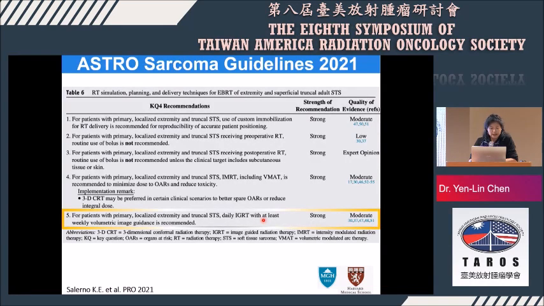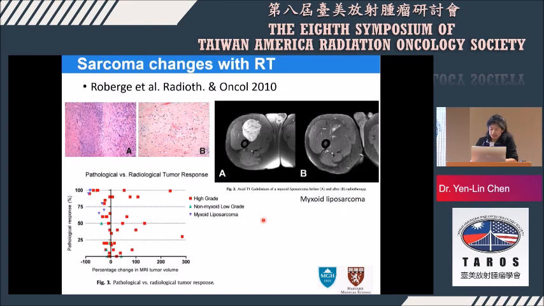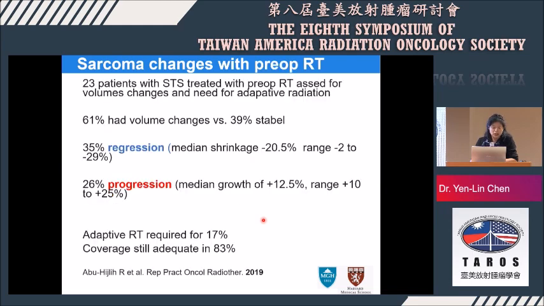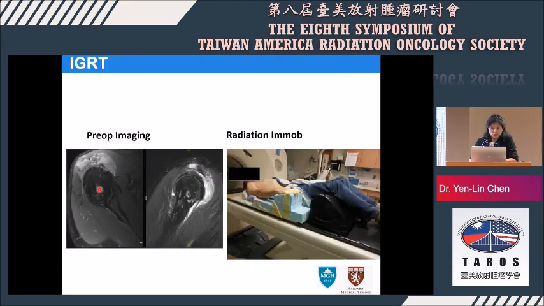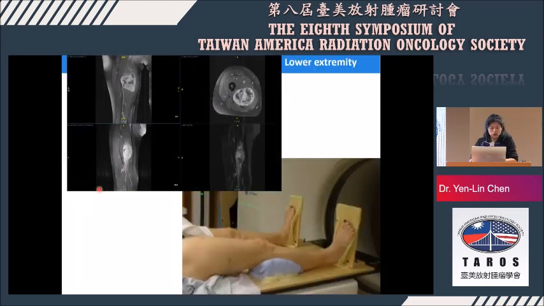All right, daily IGRT, I mentioned. Sorry, so during pre-op radiation in sensitive histologies where the patients will undergo induction chemo, where there may be pseudo-progression or shrinkage of tumor, it's important to do daily imaging and check if they need adaptive planning. There are studies that show histologies like myxoid liposarcoma are especially likely to shrink, and so you can have very significant regression or progression. So it's important to do that IGRT and catch changes.